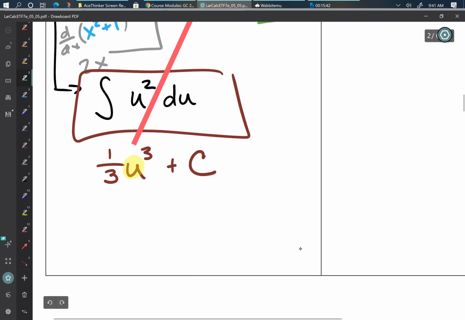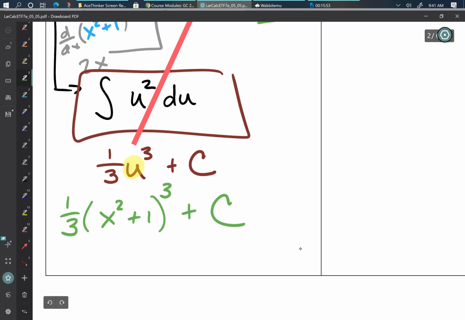So now down here, the final step, the 1/3 is still there. u becomes the x squared plus 1 from our substitution statement. The cubed is still there, and the plus c is there.